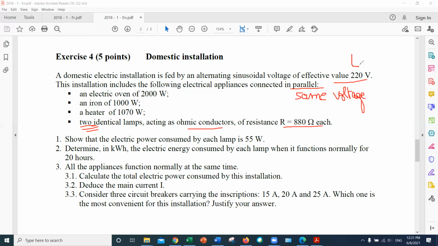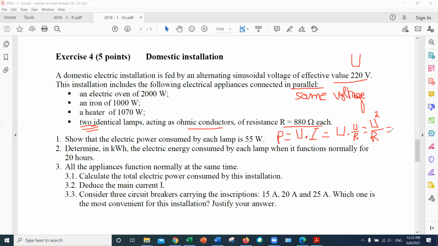Actually, I have the voltage, 220 volts, and we have the resistance, 880 ohms. So the power formula is either U times I, or another formula: U times I, but I is U over R. So U times U over R becomes U square over R. Some people have it memorized directly: U square over R.